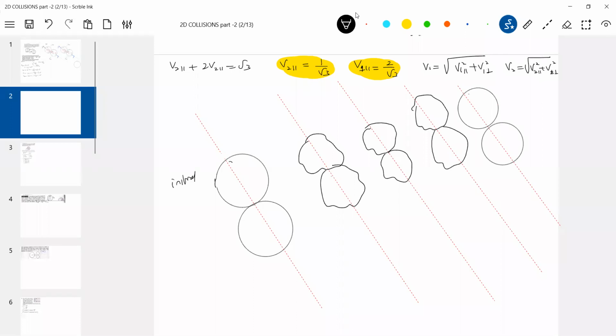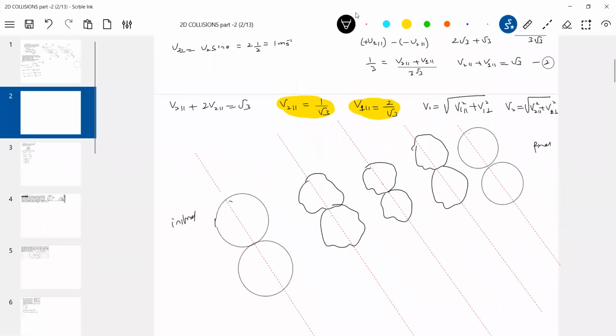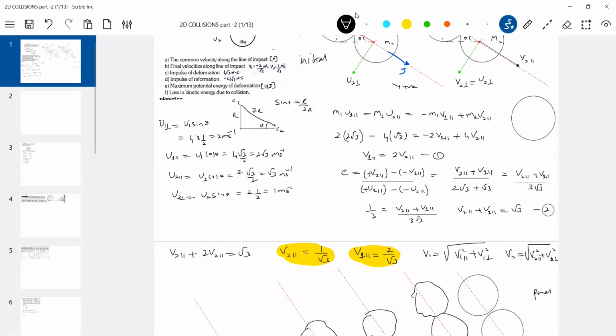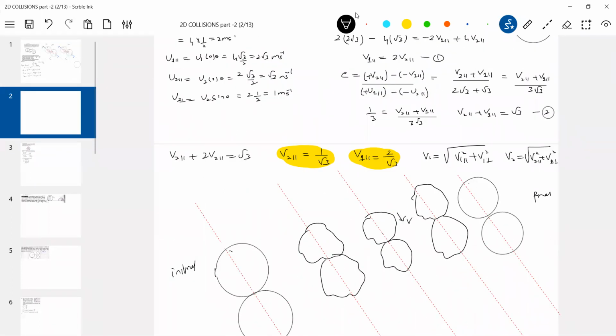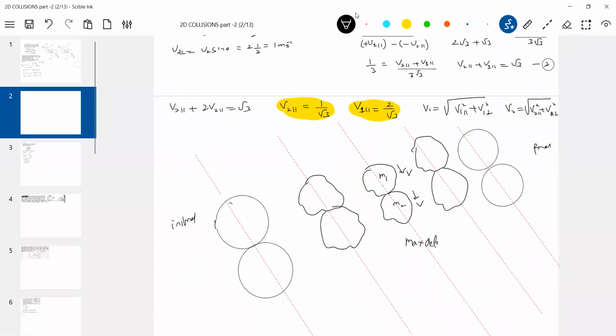This is the initial, this is the final. And here they will have a common velocity. So till here is common velocity. How to calculate the common velocity? Let's assume they have a common velocity in this direction and try to find it. This particular point I'll call maximum deformation. Here an impulse JD will be acting, and they will have velocities say V1 parallel dash, V2 parallel dash. V1 perpendicular will be there, and it will not change throughout the problem.